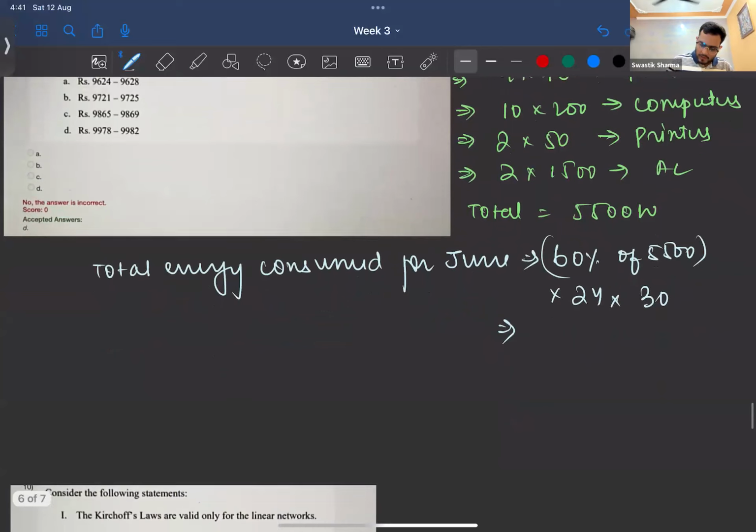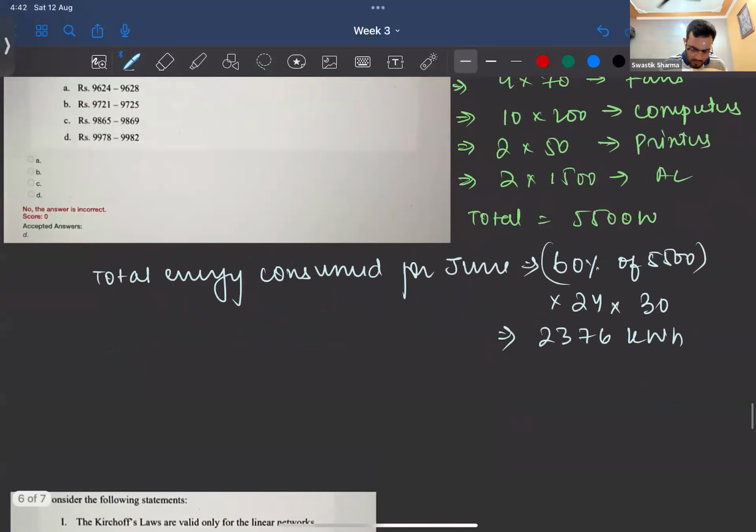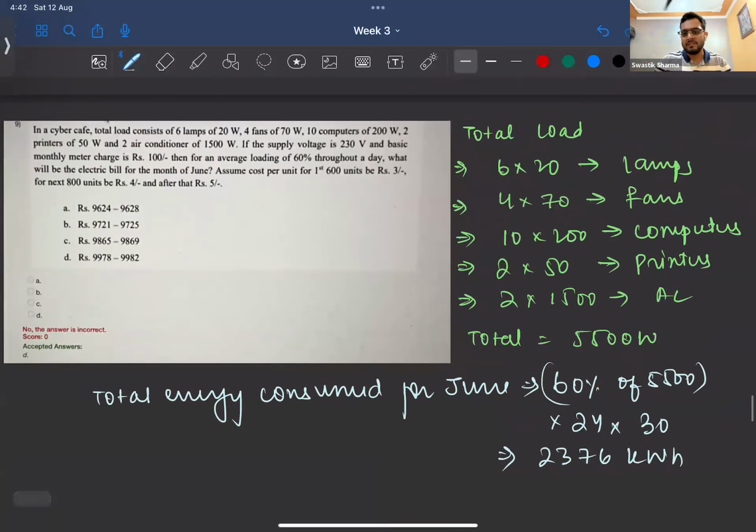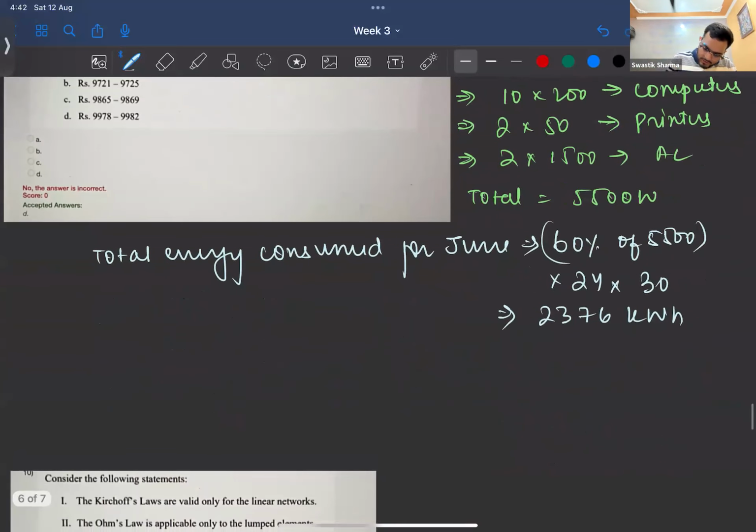From my calculation, I'm getting 2376 kilowatt hours, right? Electricity, or energy, is generally measured in kilowatt hours, so that's why I wrote this in kilowatt hours. You can just multiply by 10 raised to the power minus 3 to make sure it's in kilowatt hours.